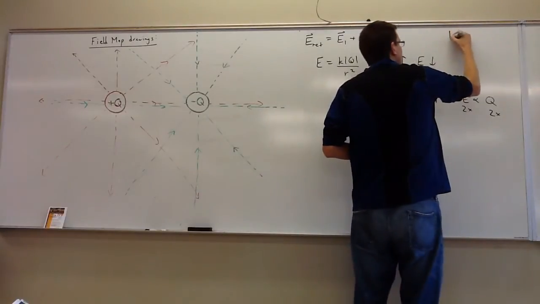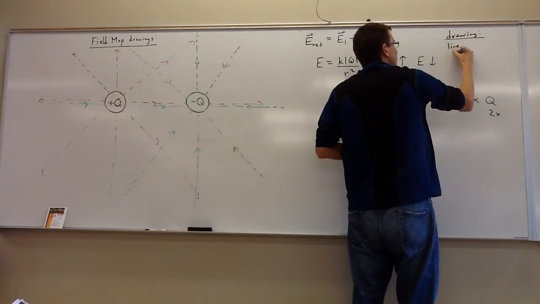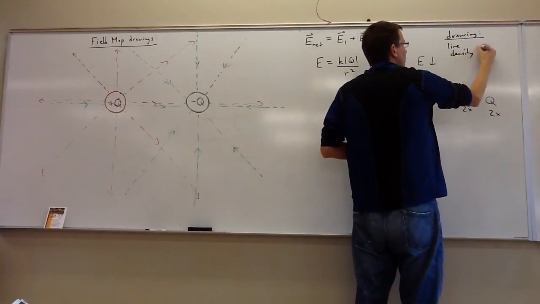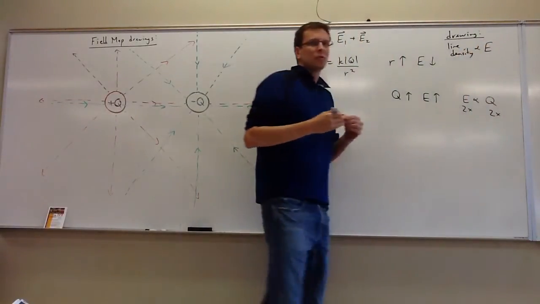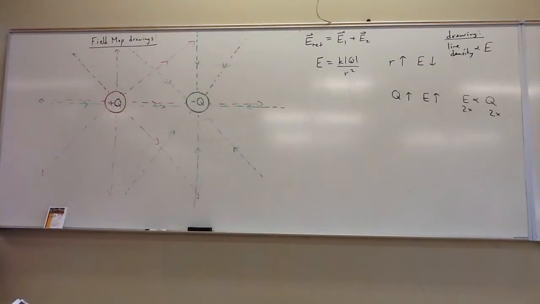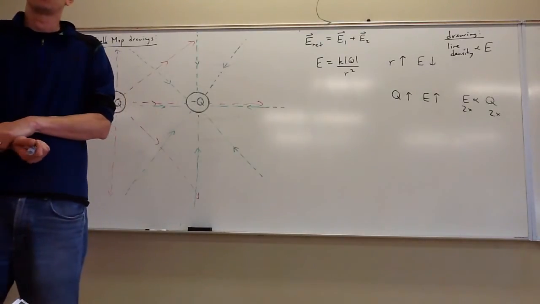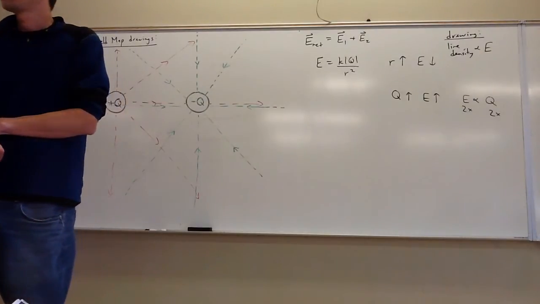In our drawings, let me remind you that line density is a proxy for field strength. So that is how we look at a drawing, and we can tell where the field is stronger or weaker. If the lines are closer together, the field is stronger. If they're further apart, it's weaker.